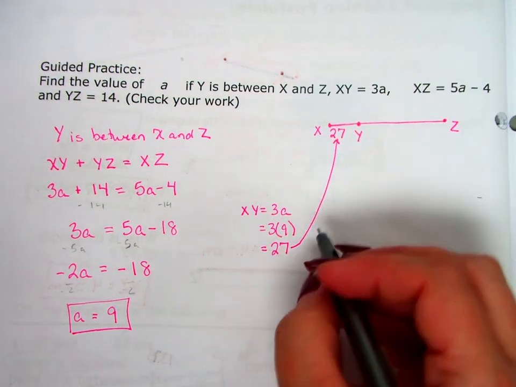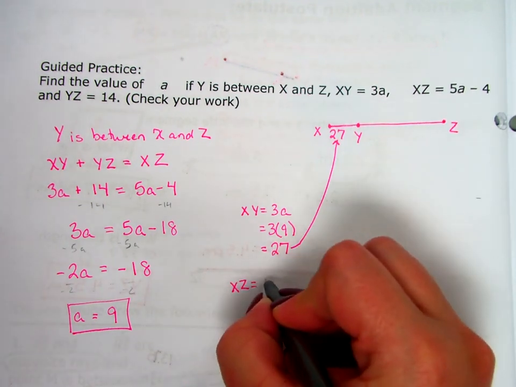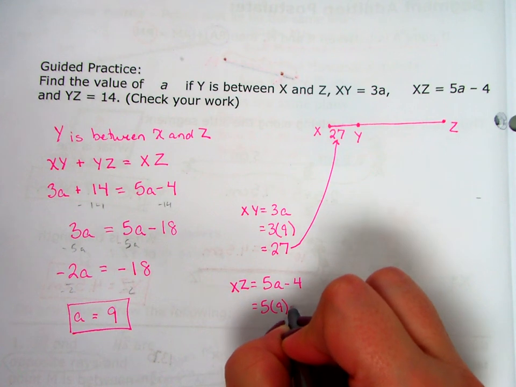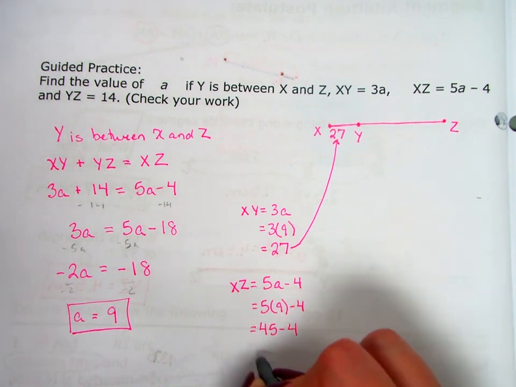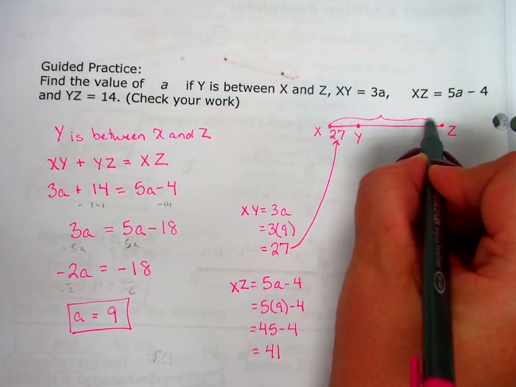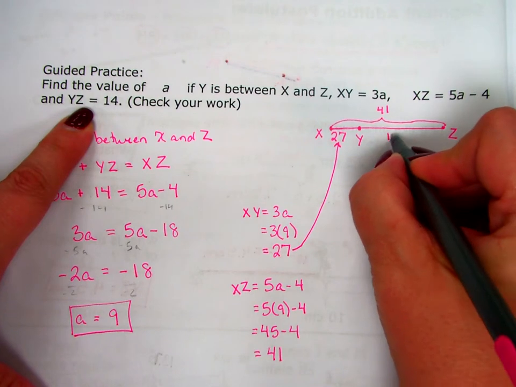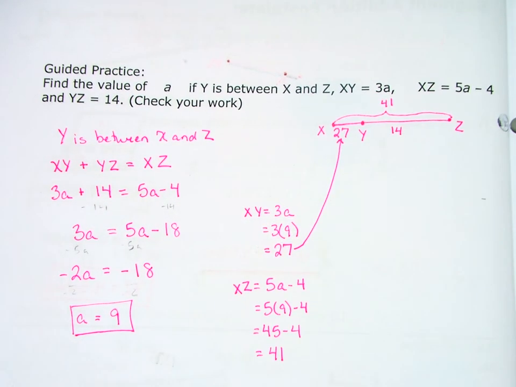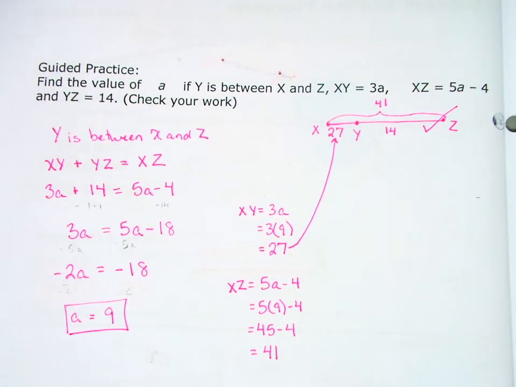Okay? And then xz is 5a minus 4, and a was 9. What's 5 times 9? 45. Minus 4? 41. So x going all the way towards z is 41. And then yz is 14. So now check it. Does 27 plus 14 equal 41? Yes. Awesome. It works. That's checking your work.